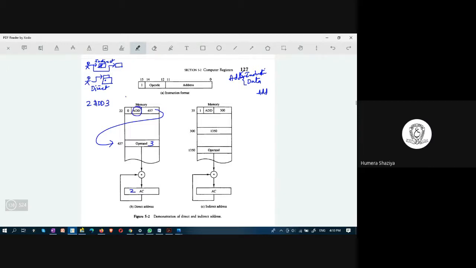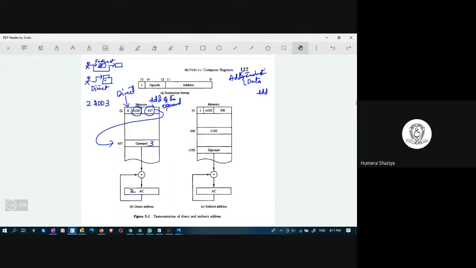And how do you know that at 457 you would find 3? Because it is a direct address. Direct address means the instruction contains the address of the operand. This 457 is the address of the operand. How do you know that it is the address of the operand? Because it is a direct address.